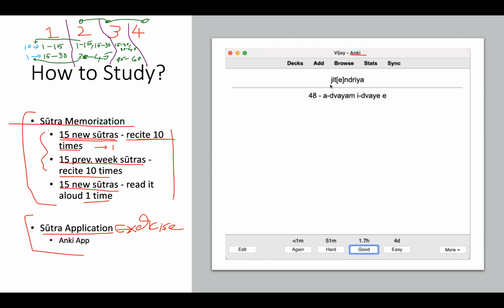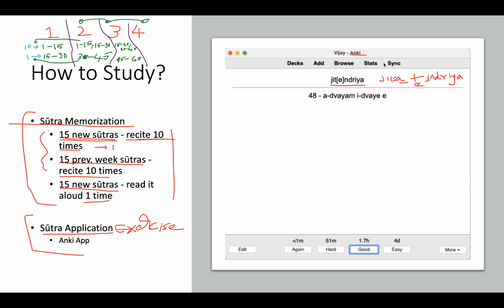So for example, this is a Sandhi Sutra. It just gives an exercise, Jitendriya. It is actually Jita plus Indriya. So this A and the E, it became E, Jitendriya. So you need to tell the sutra. What sutra ordains this? Advayamidvaye. Okay. So this is the sutra that ordains it.